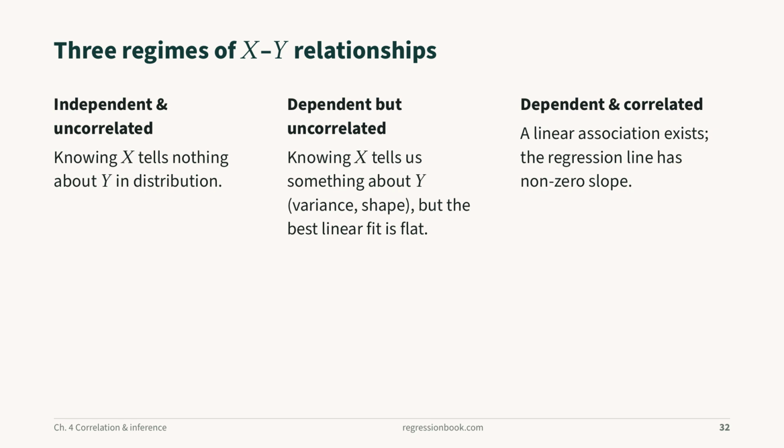It helps to name three regimes: independent and uncorrelated. Knowing X tells you nothing about Y at all. Dependent but uncorrelated. Knowing X tells you something, perhaps about the spread or shape of Y, yet the best linear fit is flat. Dependent and correlated, a genuine linear association, and the regression line has non-zero slope. The middle regime is the one that fools people.